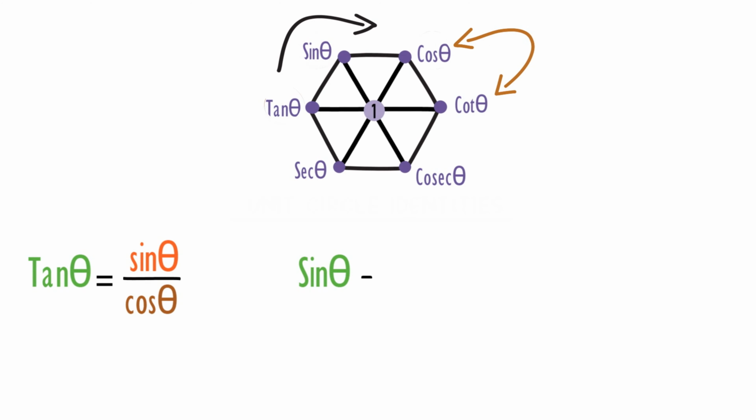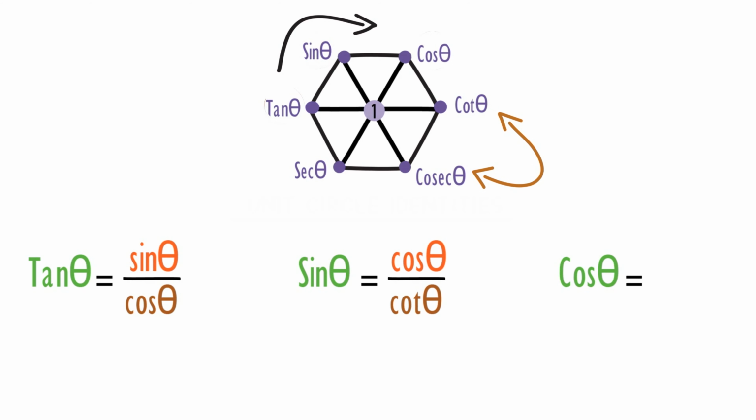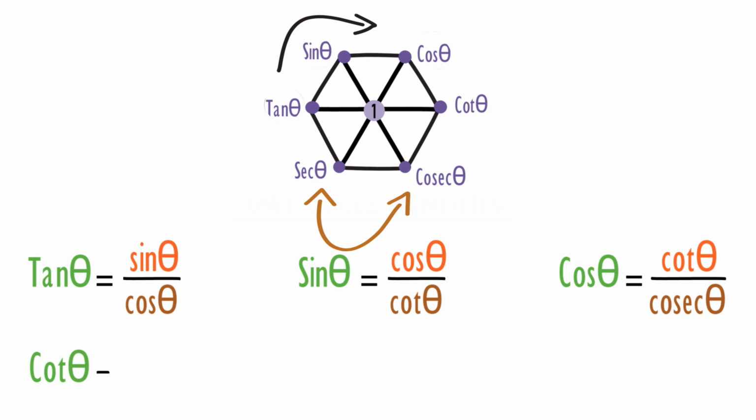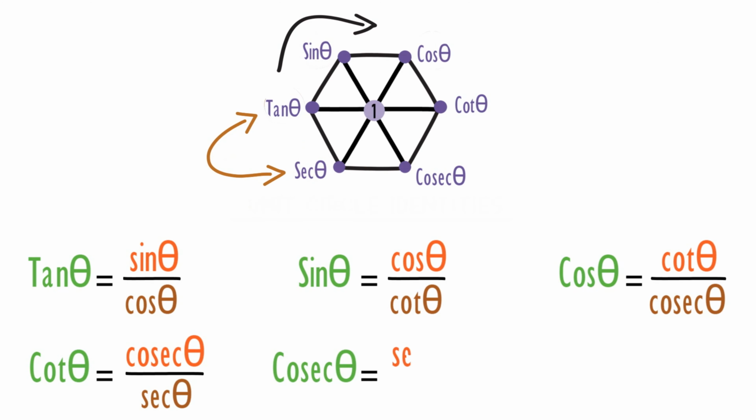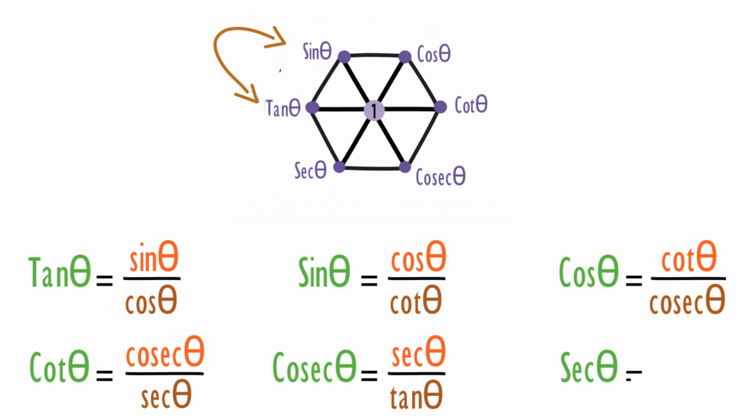Sine theta equals cos theta upon cot theta, cos theta equals cot theta upon cosec theta, cot theta equals cosec theta upon sec theta, cosec theta equals sec theta upon tan theta, sec theta equals tan theta upon sine theta.